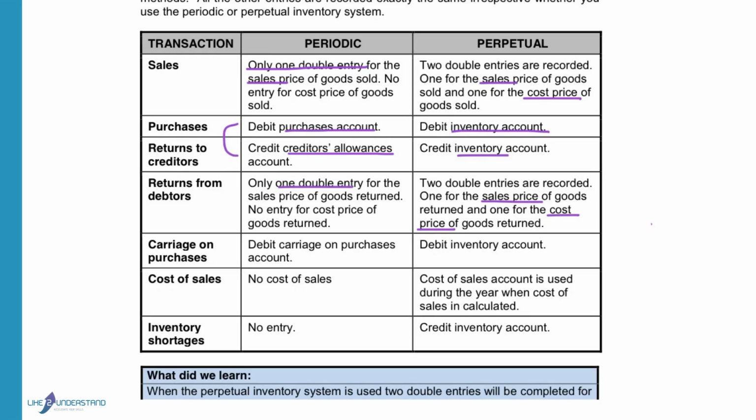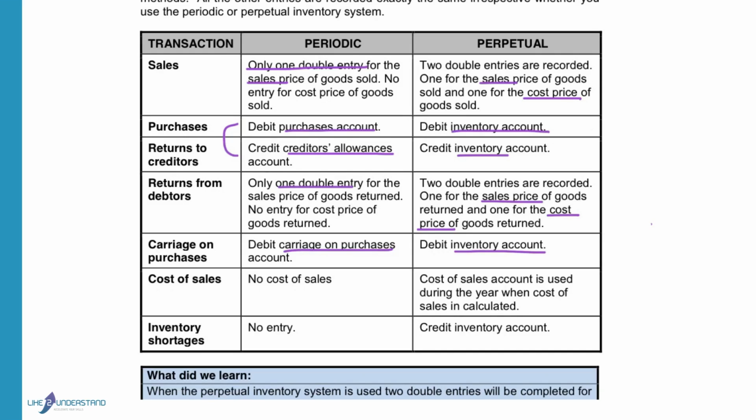Carriage on purchases, import duties, and shipping fees will all be debited, so you create an expense account, whereas in the perpetual system, all these expenses that you pay when you buy the goods will be debited in the inventory account because they form part of the cost price of inventory.